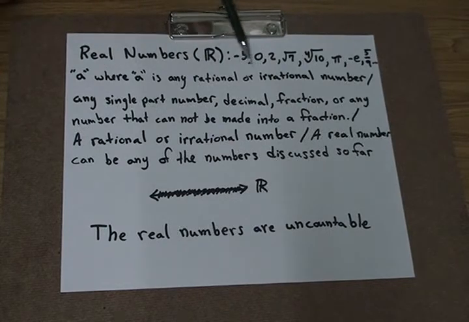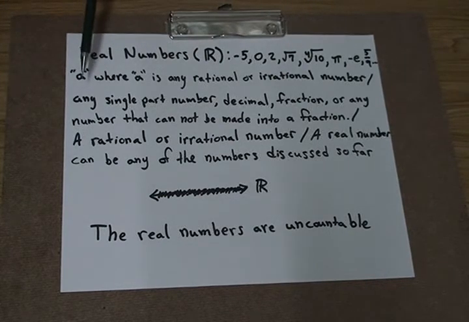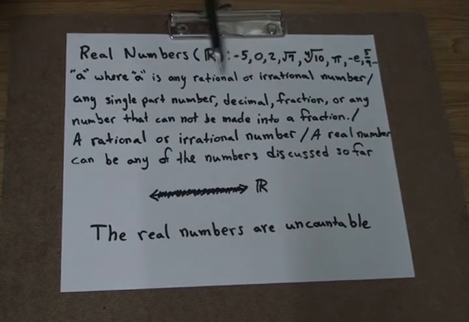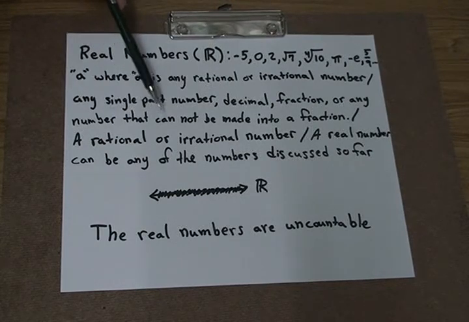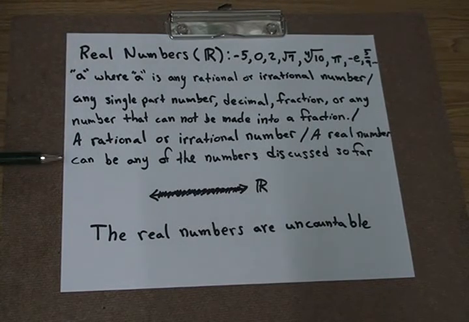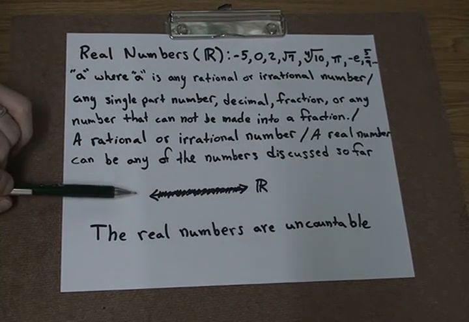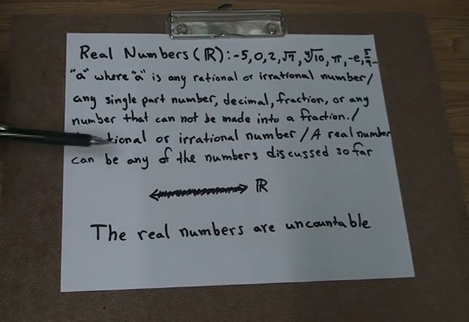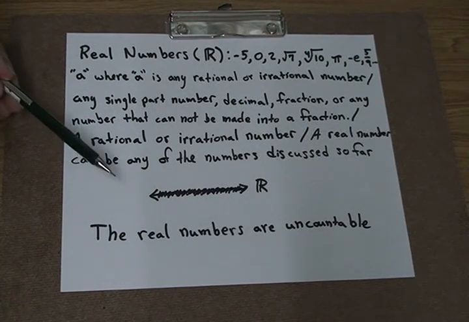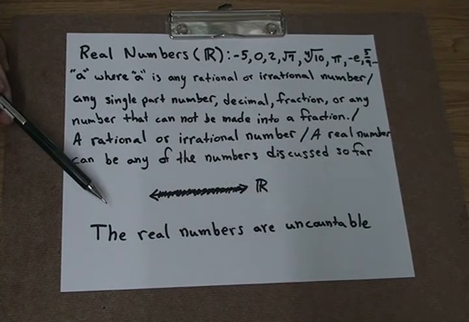A can be any rational or irrational number. An easier way for us to remember it is it's any single part number, or a decimal, or a fraction, or any number that cannot be made into a fraction. So it's basically all the numbers we've discussed so far. A rational or irrational number is its mathematical definition, and a real number can be any of the numbers that we've gone over. We can draw the graph of a number line, which is a number line that's been completely shaded in. There are so many real numbers that there is no way of ordering it to count them. The real numbers are uncountable.